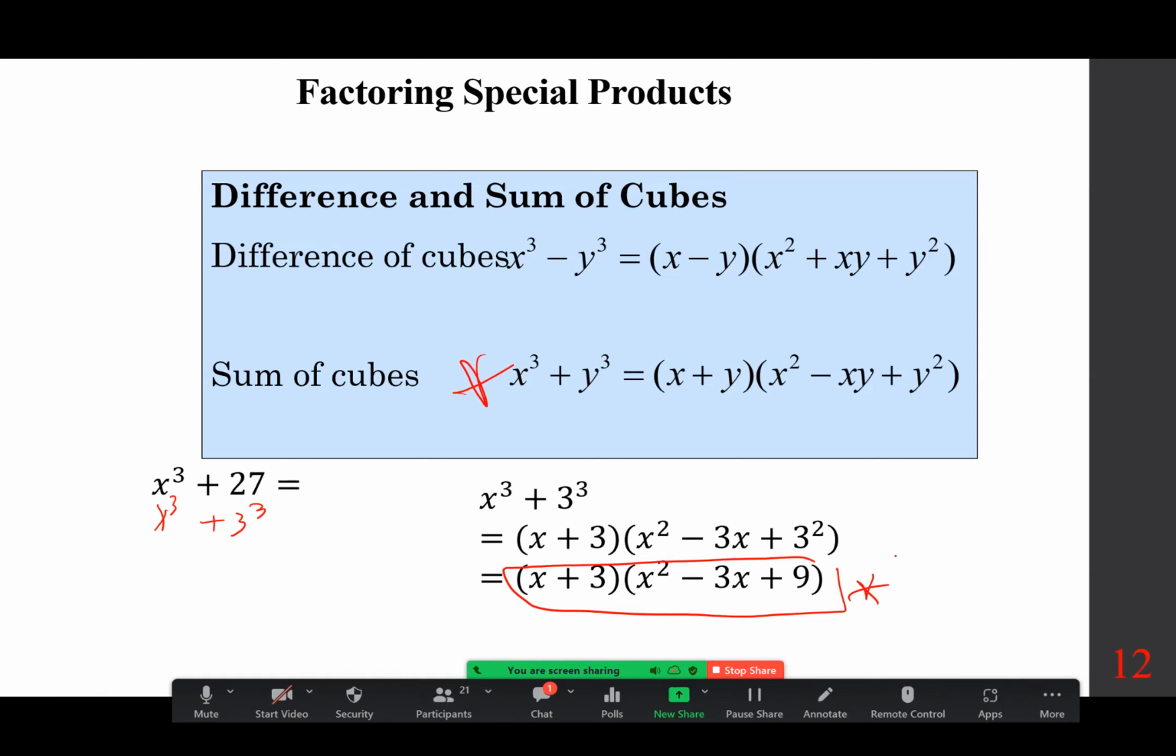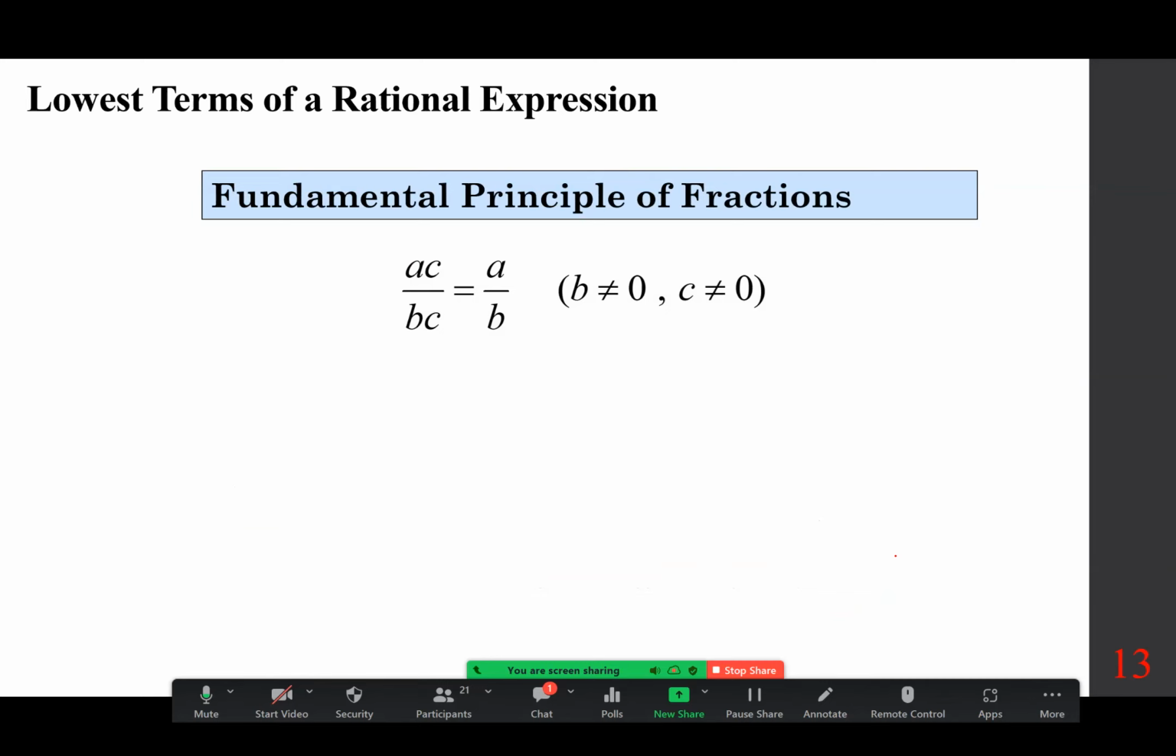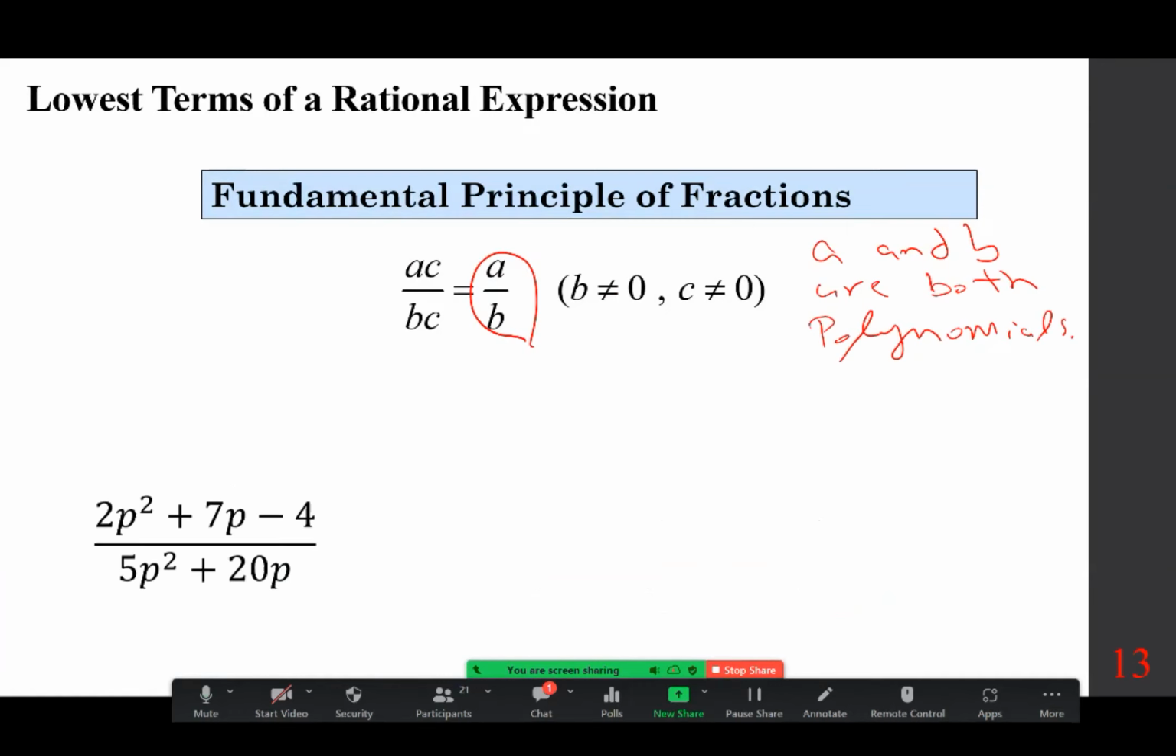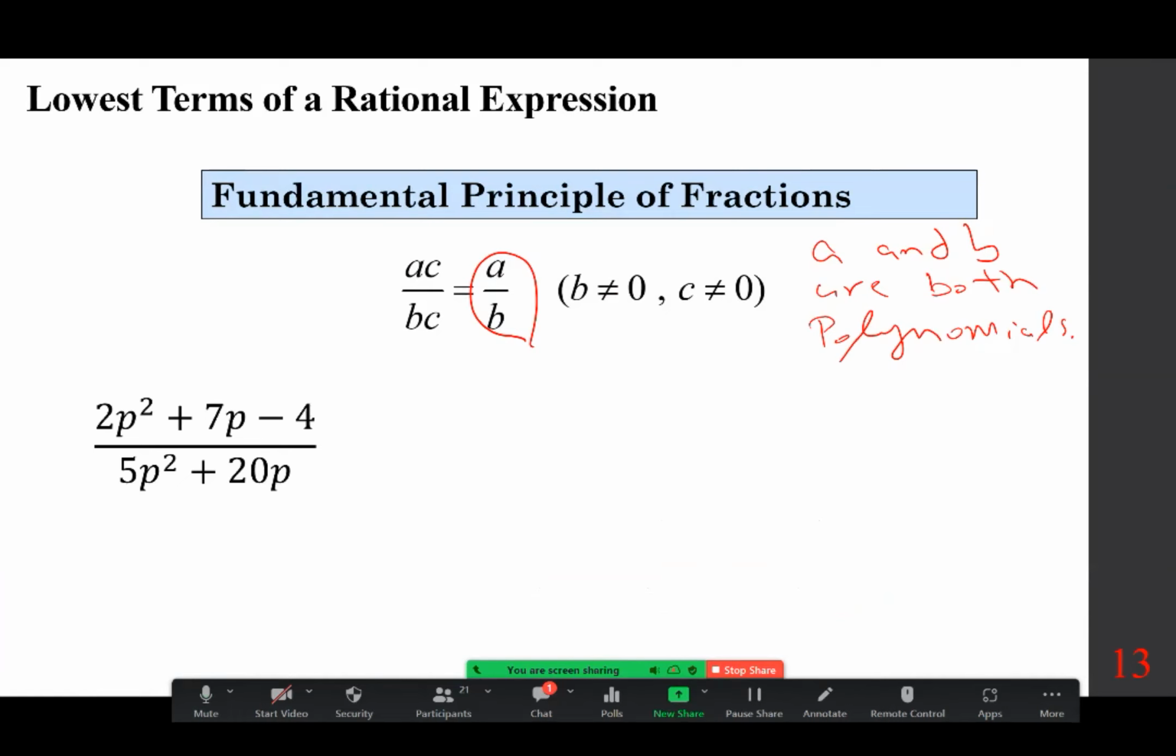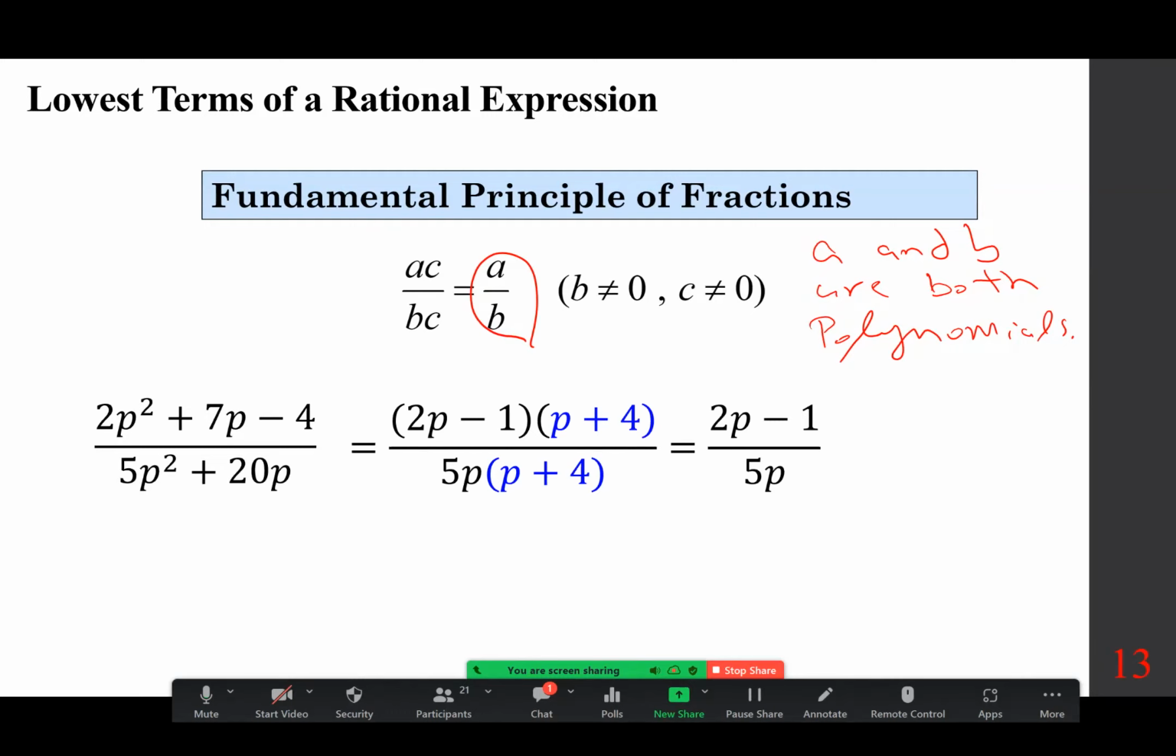Let's look at rational expressions. Rational expressions are in the form of a over b, where a and b are both polynomials. And so we always have to put them in the lowest term. To do that, we always do the factoring if there is anything in common. We can factor this as 2p minus 1 times p plus 4.